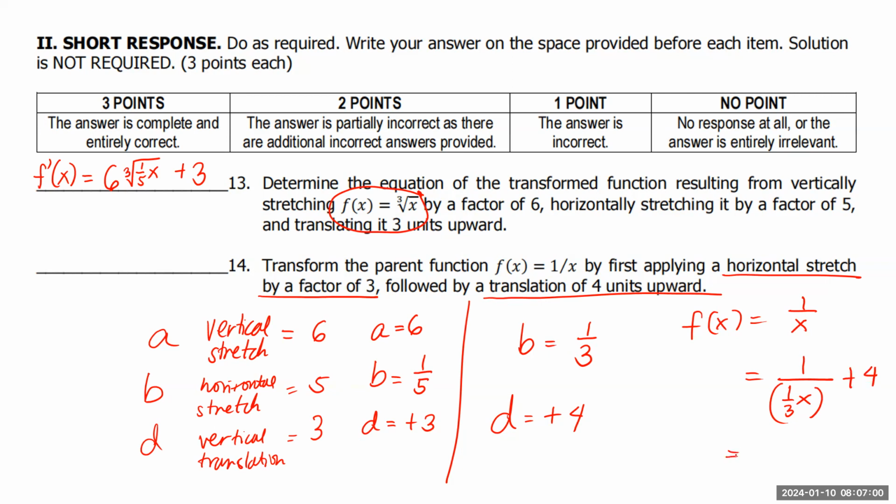So let us just simplify. What is 1 over 1/3 x? So 1 divided by 1/3 is just equal to 3. So this is 3 over x plus 4. So f prime is 3 over x plus 4.